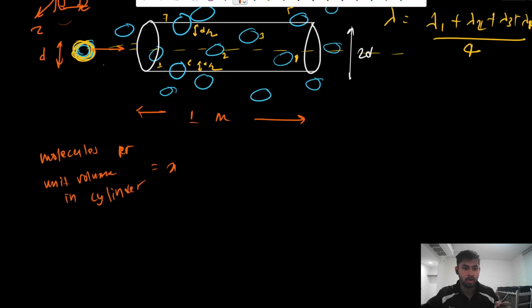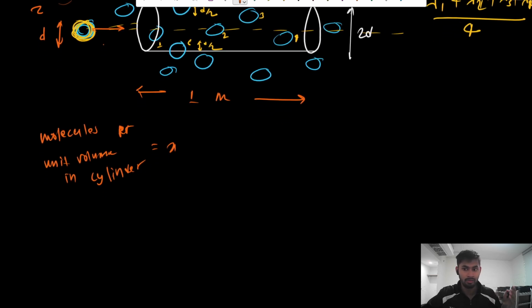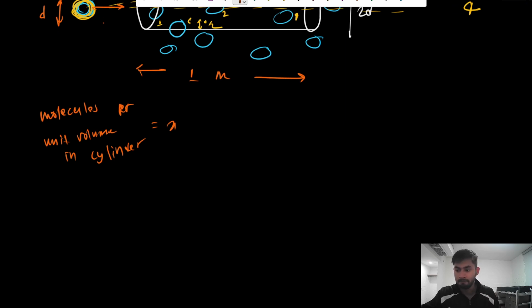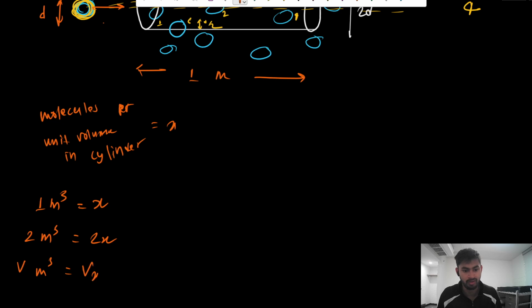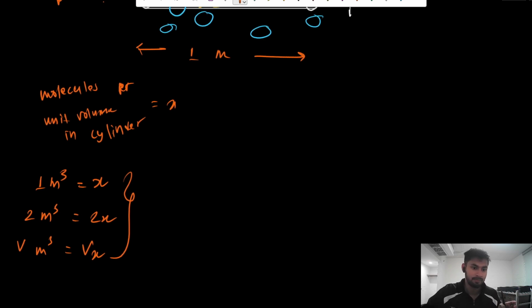Then if we try to compute the mean free path from this point, per 1 meter cube it would be X, right? So in 2 meter cube it would be 2X, and if the volume of the cylinder is V meter cube, then it would be VX, which gives us the total number of molecules inside the cylinder.